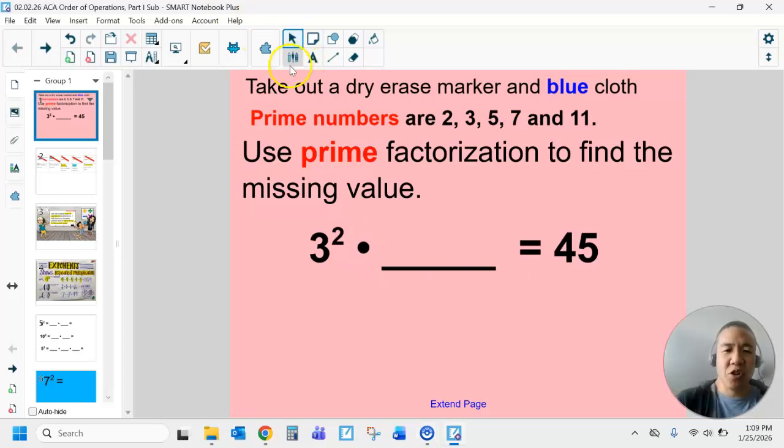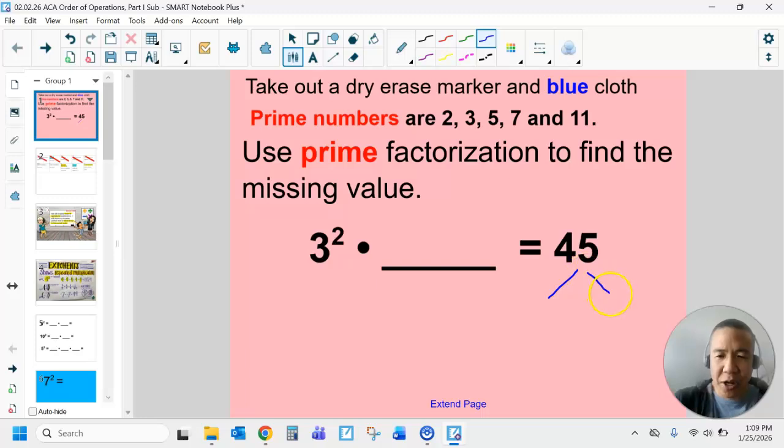Welcome back. Let's go over the answer now. Two ways to solve it. Here's one way you could have solved it. So let's do the prime factors of 45. So something times something is 45. 5 times 9 equals 45.